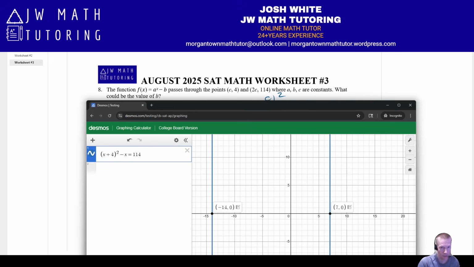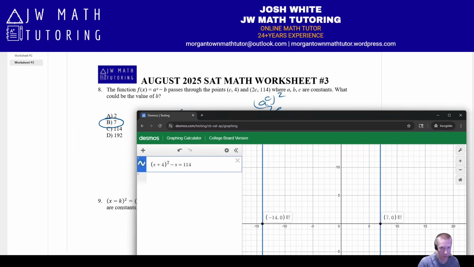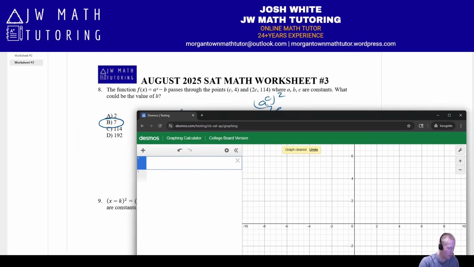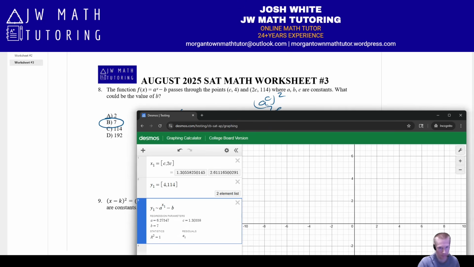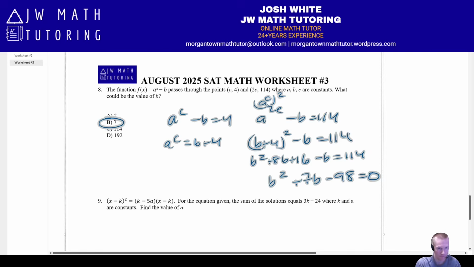Now, let's see how we could do this entirely in Desmos, again, using lists. So for my x values, I'm going to enter in this c comma 2c, my 2x coordinates. Y values, I am going to enter in the two y values, 4 comma 114. And then I'm just going to do a regression, y1 tilde a to the x1 minus b. All right, what's the value of b? Well, right here it is 7. So that is one of the answer choices. Therefore, that just confirms that's the correct answer. Again, this is how you can do the entire problem in Desmos.